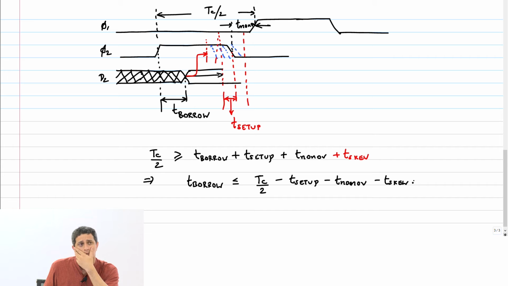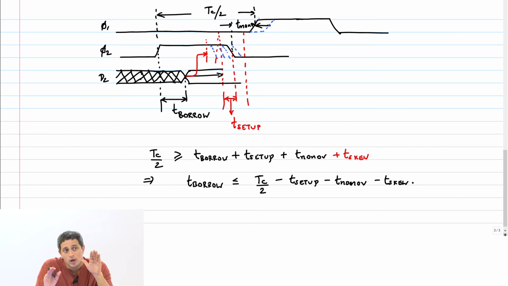Skew in phi 1. No, you are saying that what happens? Are you saying that phi 1 becomes like this? No, but the point is the rising edge of phi 1 is never an issue.